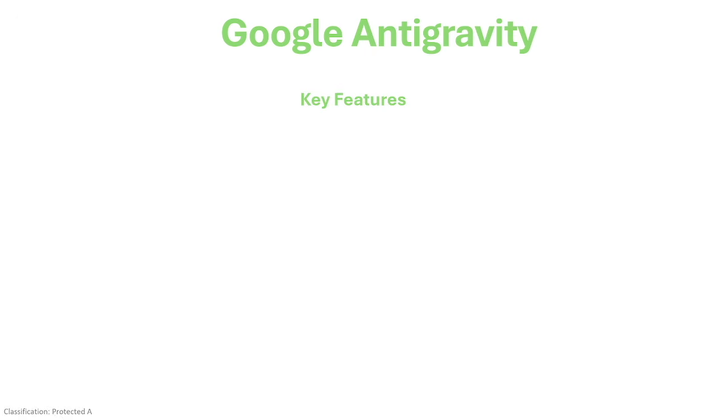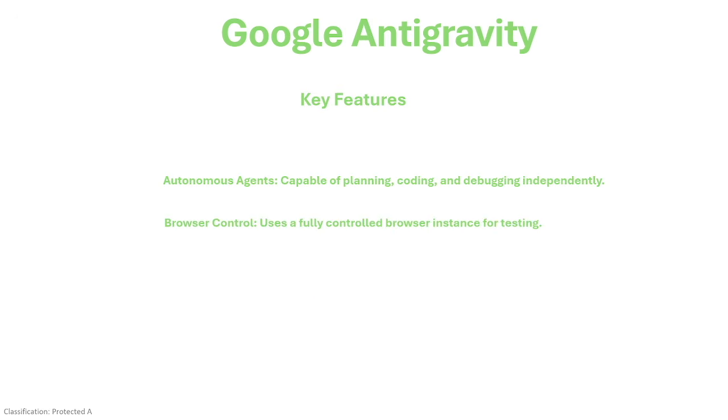Key features: autonomous agent capable of planning, coding, and debugging independently. Browser control uses a fully controlled browser instance for testing. Model support built around Gemini 3 and 2.5, and it supports other models like Claude 3.5 Sonnet.